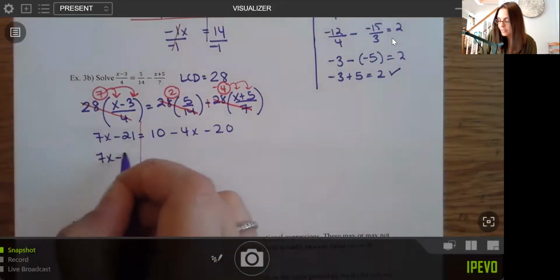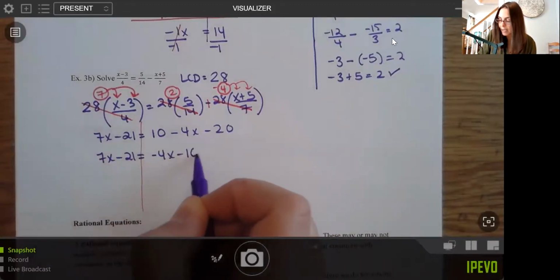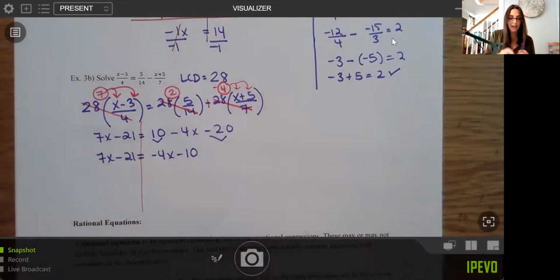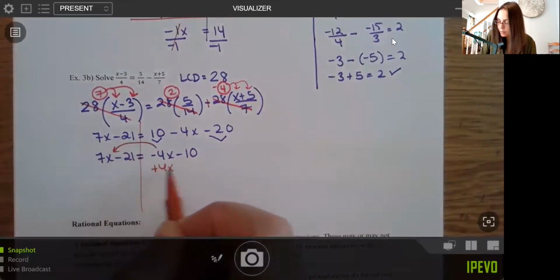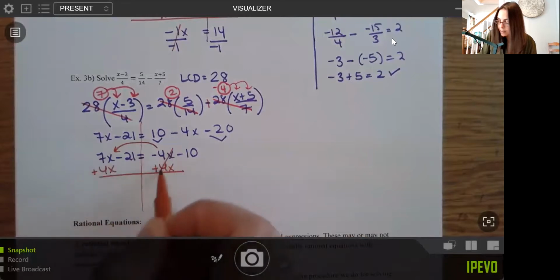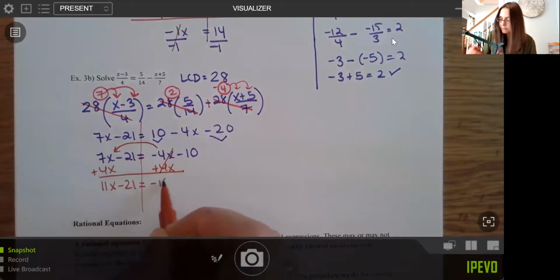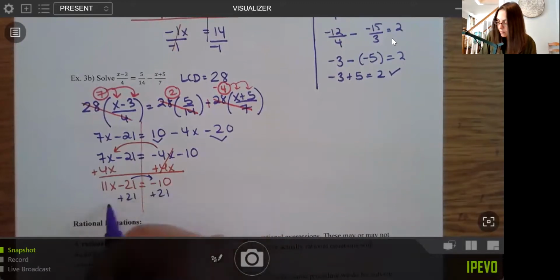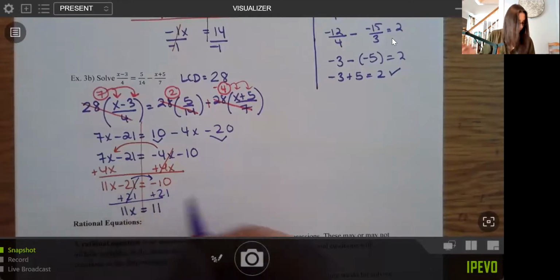I don't have anything to do on the left side, but on the right-hand side, I do see a 10 and a minus 20. So that's going to combine to get -10. And I bring down that -4x. Now I'm going to start moving things around. So I can bring my 4x to the left. 7 plus 4, I get 11x minus 21 equals -10. And then I'm bringing that 21 to the other side. I guess we'll stick with purple. And I have 11x equals, let's see, -10 plus 21 is positive 11.